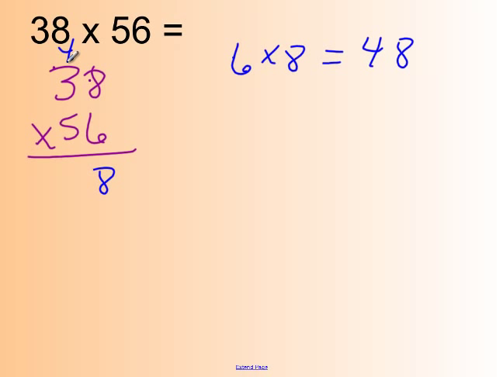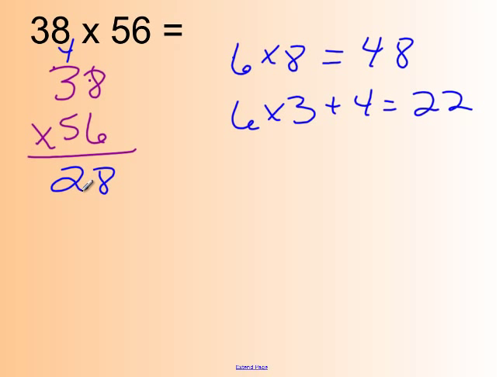Okay, now we need to do the 6 times 3. 6 times 3 plus the 4. Don't forget to do that. All right, order of operations. 6 times 3 is 18. Plus 4 is 22. So the 2 goes here, and there's not a 2 or any numbers next door, so we're going to put the 2 down here. So 38 times 6 is 228.